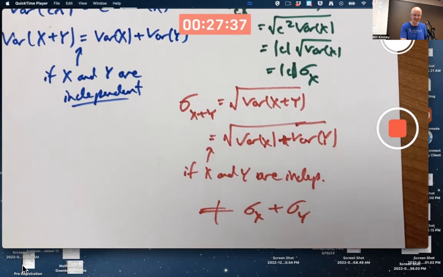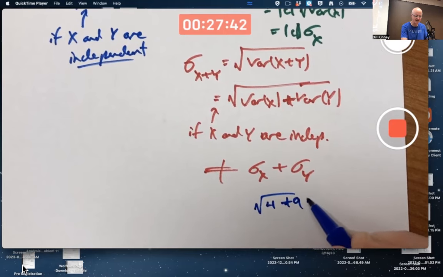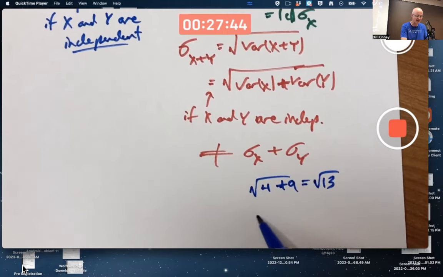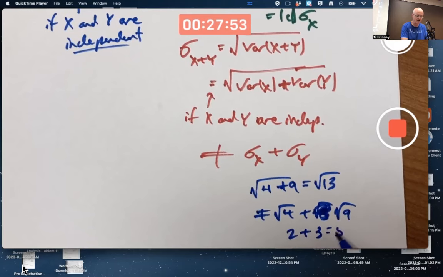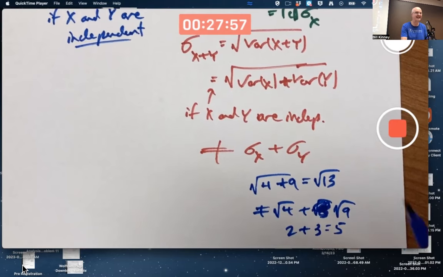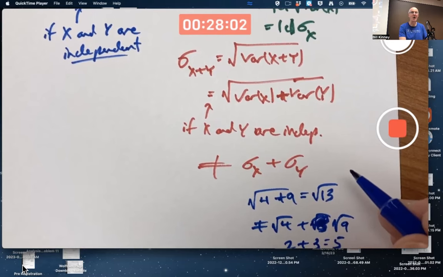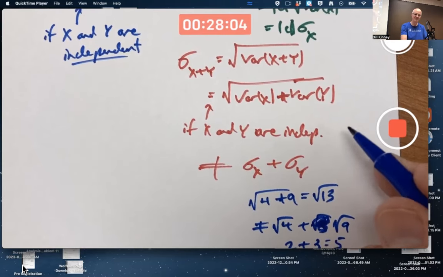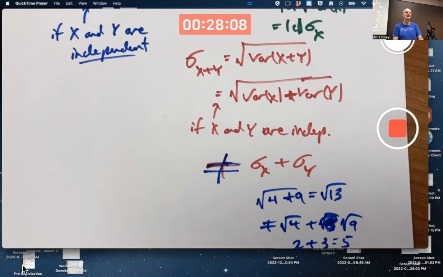Just try an example. The square root of 4 plus 9 is the square root of 13. That is not equal to the square root of 4 plus the square root of 9, which is 2 plus 3, which is 5, right? No. So, you math, computer science, and engineering majors, don't do that. Not equal. Okay.